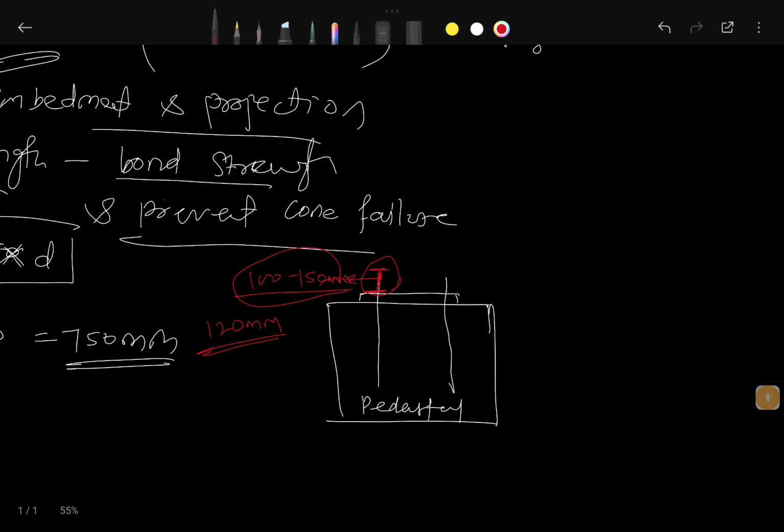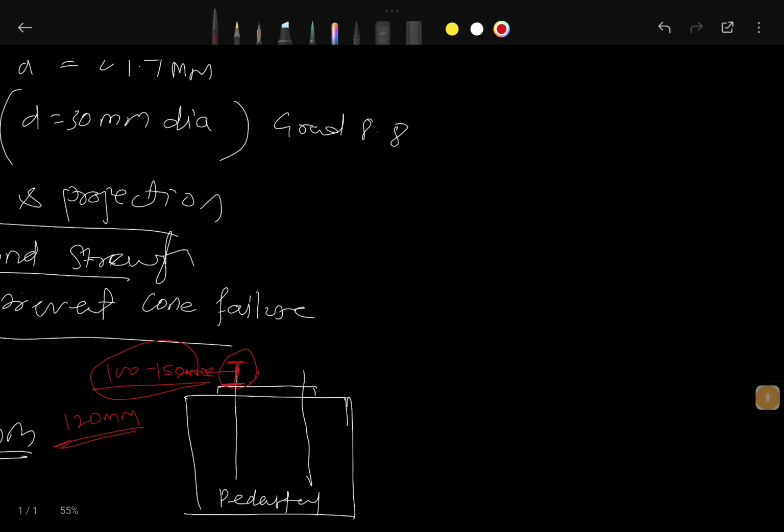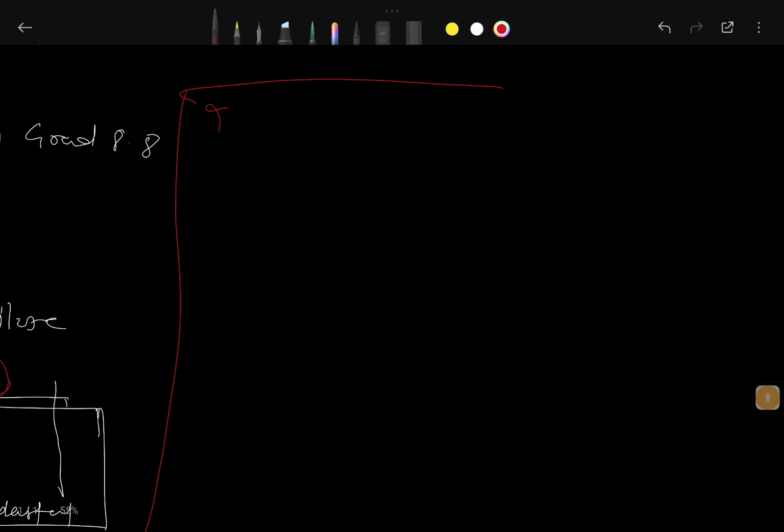So here we calculated the base plate size, base plate thickness, grout thickness, anchor bolt, anchor bolt embedment, and anchor bolt projections. So in this we have got all the details according to the IS code. Now I will give you some important notes. Just write them down.